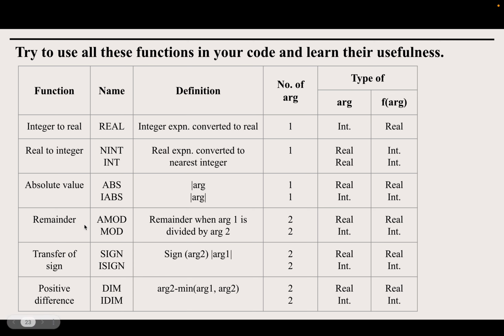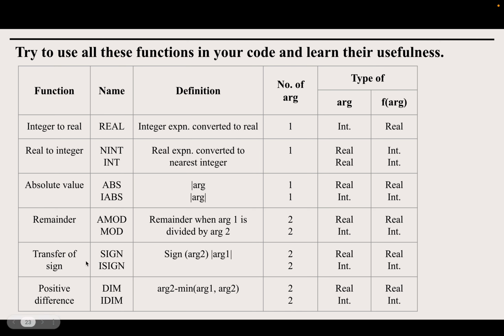The next one is the remainder, which is mod or amod. When we divide one number by another, like if we divide 10 by 2, we get a remainder of 0. But if we divide 10 by 3, then we get a remainder of 1. That means this will return the remainder, and it takes two arguments: one is the number which we want to divide, and the other is the divisor. It can be real or integer, and it will return the respective data types.